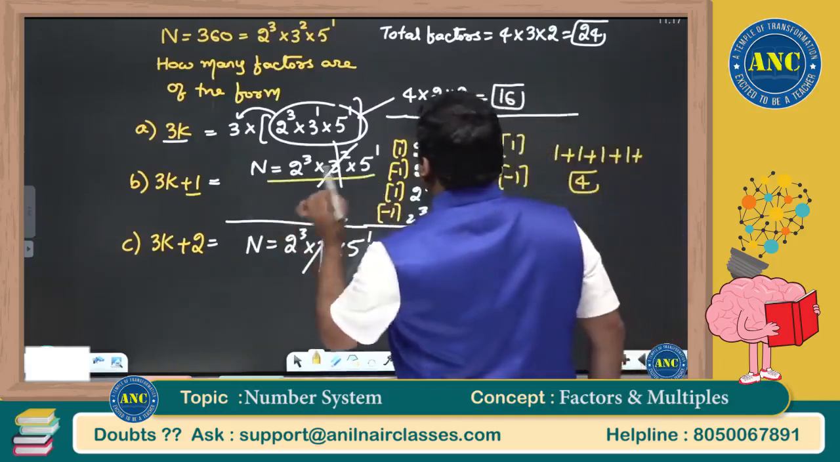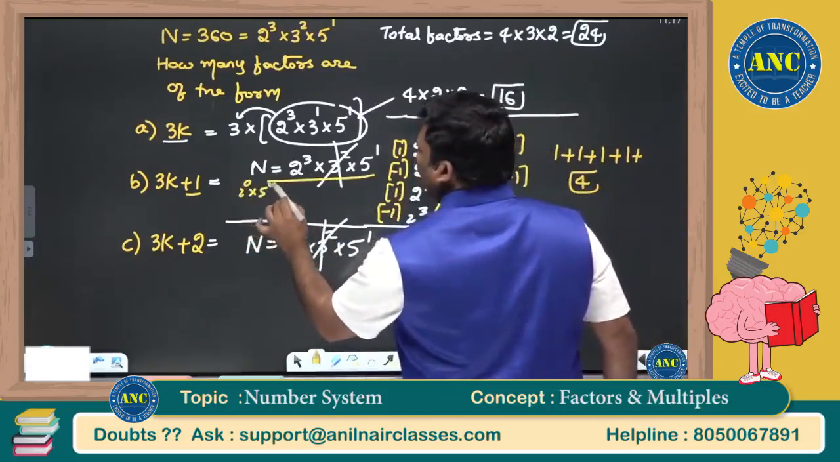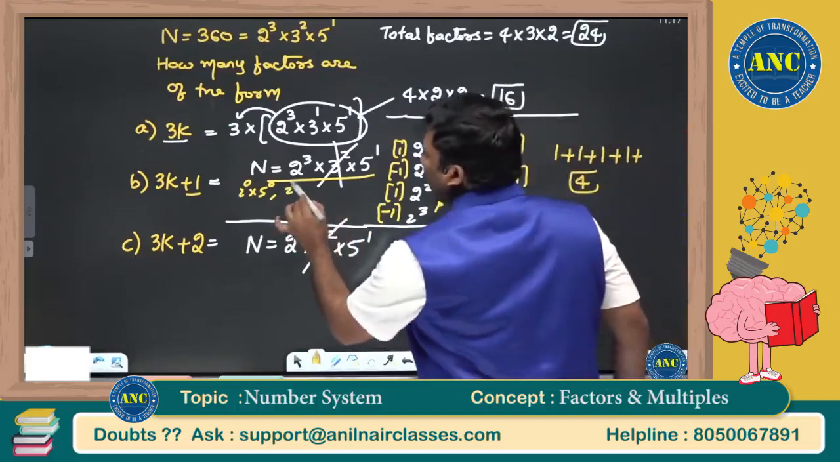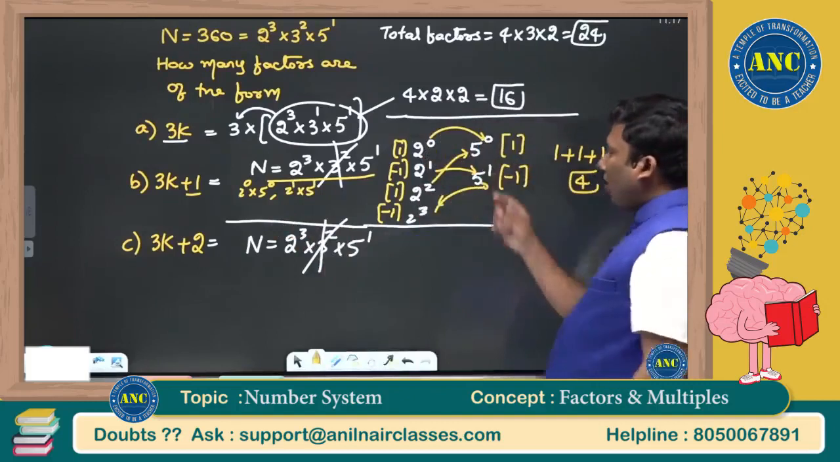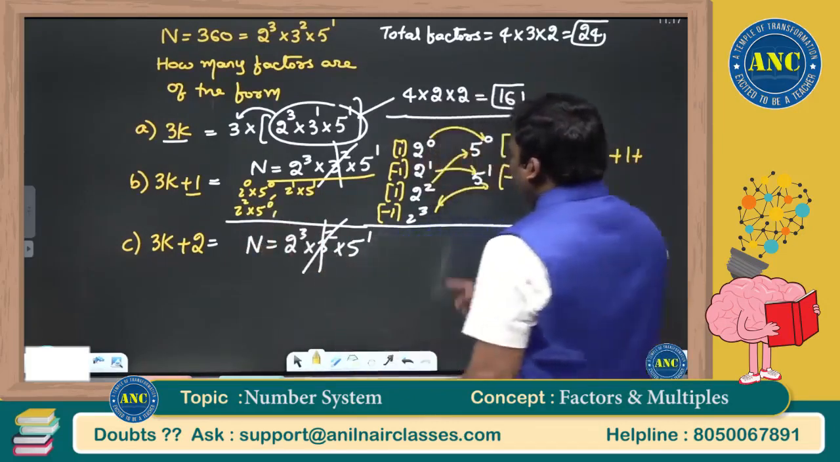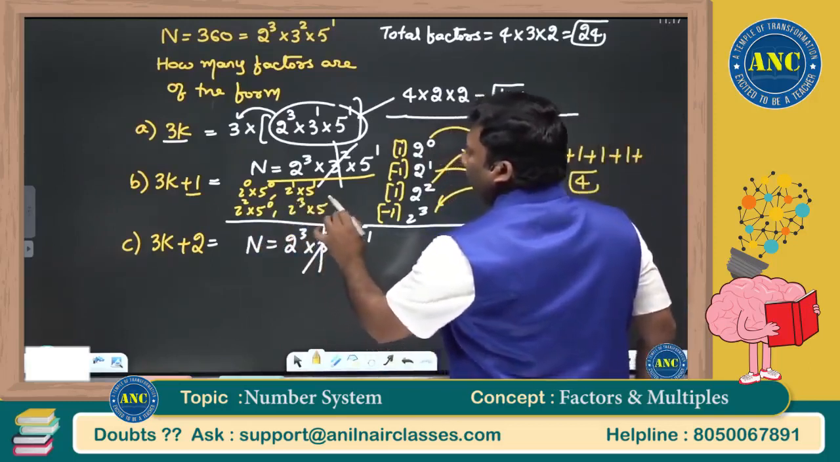I am writing it here. 1 into 1: 2 power 0 into 5 power 0. Next one, minus 1 into minus 1: 2 power 1 into 5 power 1. Next one, 1 into 1: 2 square into 5 power 0. Minus 1 into minus 1: 2 cube into 5 power 1.